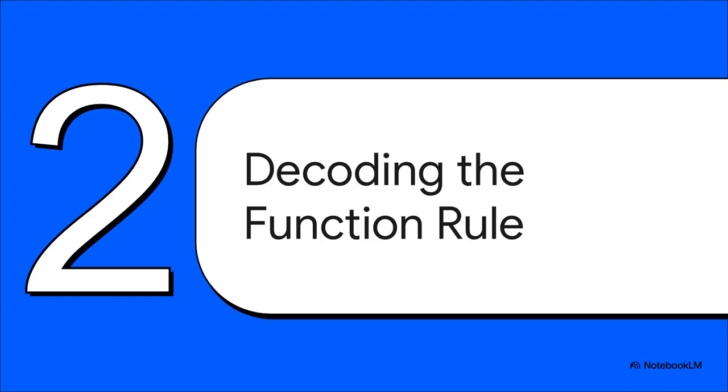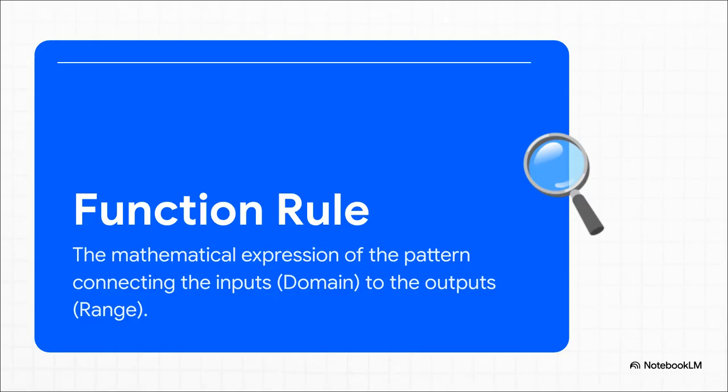Okay, so we found the pattern. Now let's give it a proper name. It's time to decode the function rule. Now, function rule. I know, it sounds a little intimidating, but it's not. It's really just the recipe. It's the one single instruction that tells you how to turn any number from the domain into its partner in the range. It's the heart of the code.